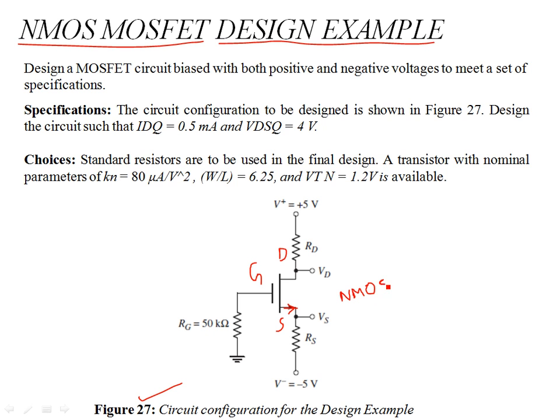In the design problem, we already have the Q point, that is, we have the specification of the IDQ. So we know what current the transistor is required to be biased at. This is biasing, a DC current, not an AC current. We have the Q-point current IDQ, the drain to source current, of 0.5 milliamps, and then we have VDSQ. So we know this voltage between drain and source.